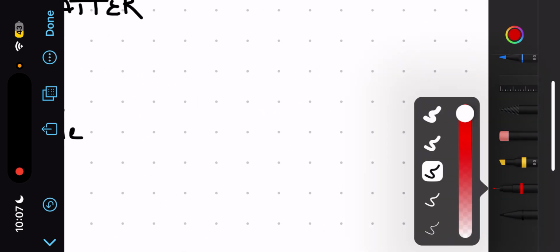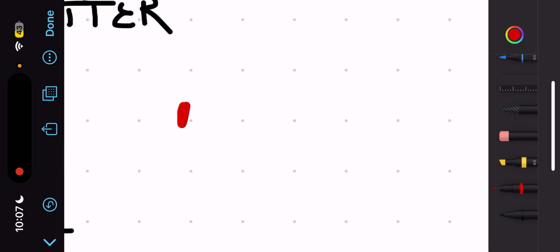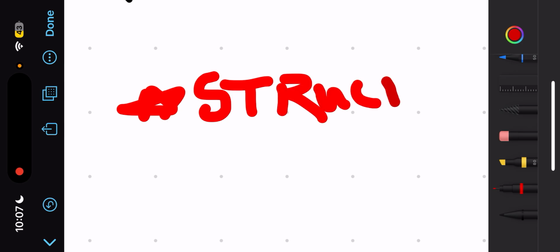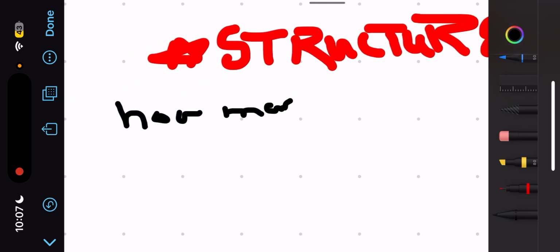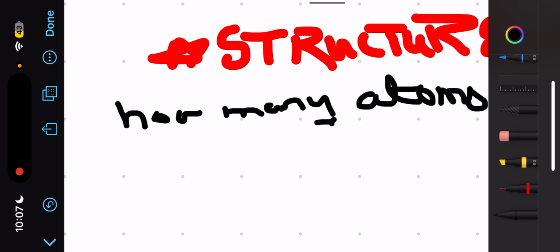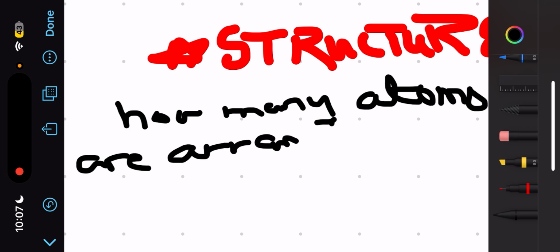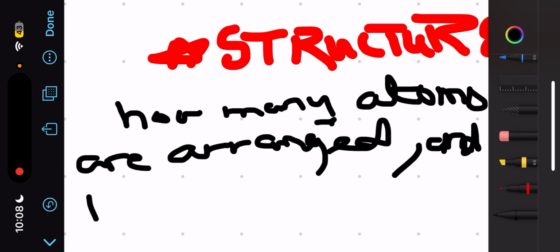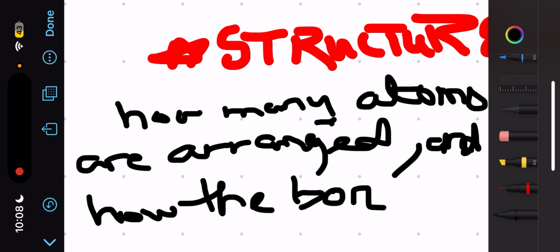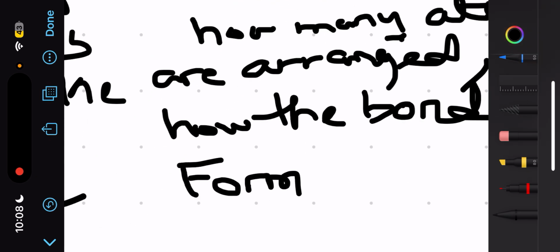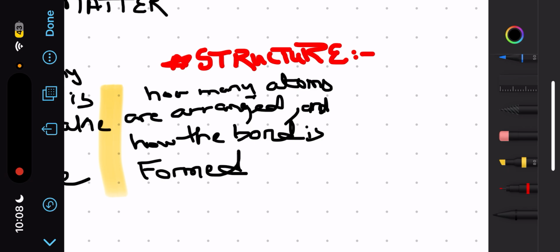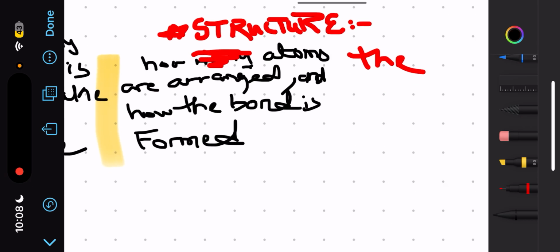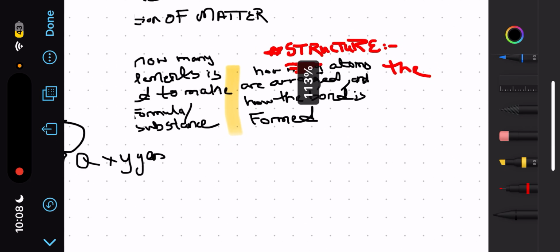After that we have structure. How the atoms are arranged and how the bonds are formed. It means how the atoms are arranged.